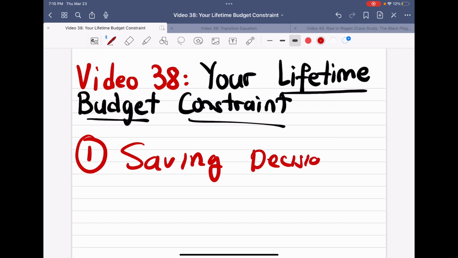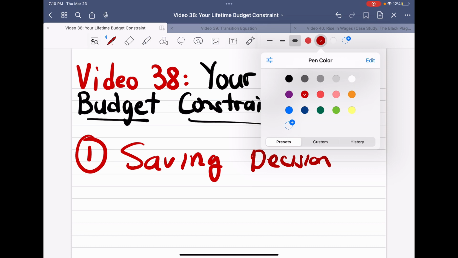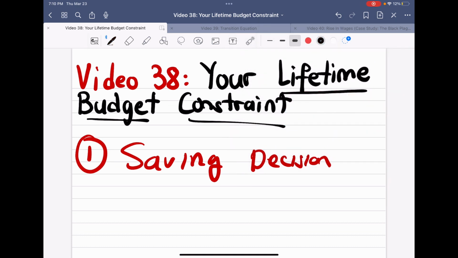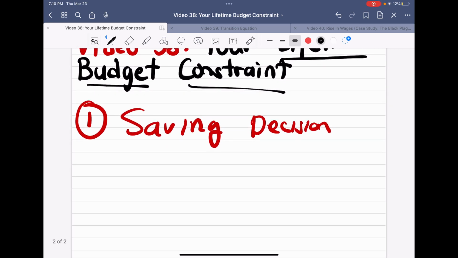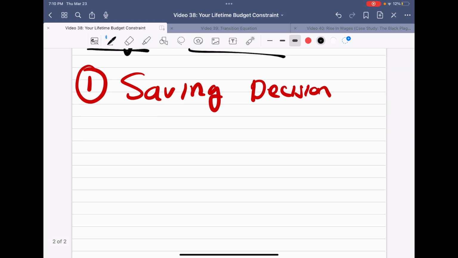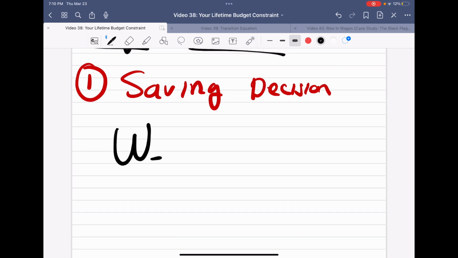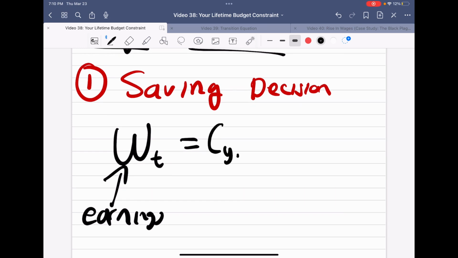Intuitively, if you get a certain income, there is some portion of income you consume and some portion of income that you save. So how do we represent that? We represent that in a budget constraint. So we have W_t, which is our earnings. I'm going to write it down. Earnings is equivalent to C_Y,t plus A_t+1.